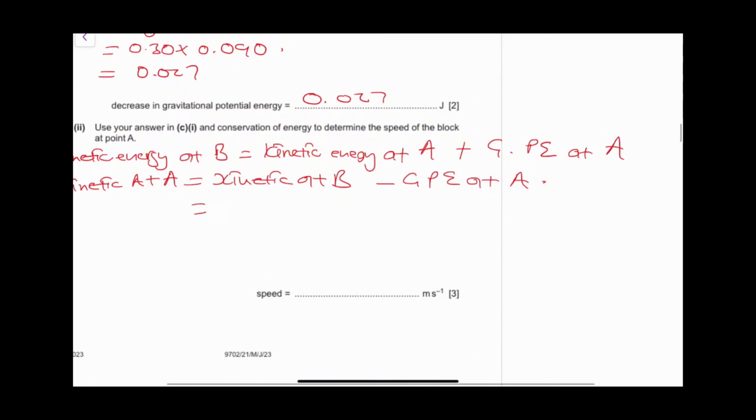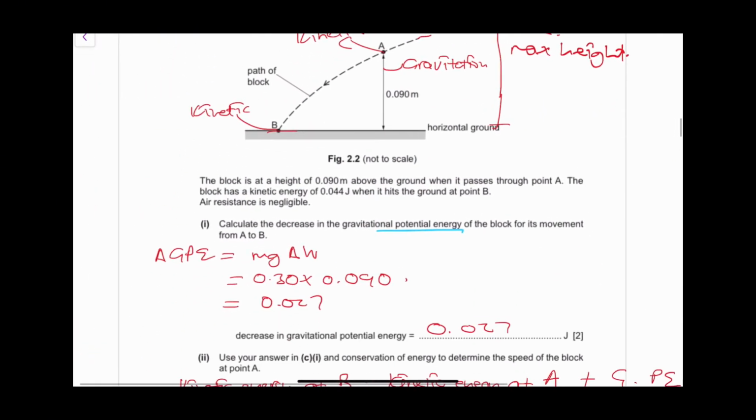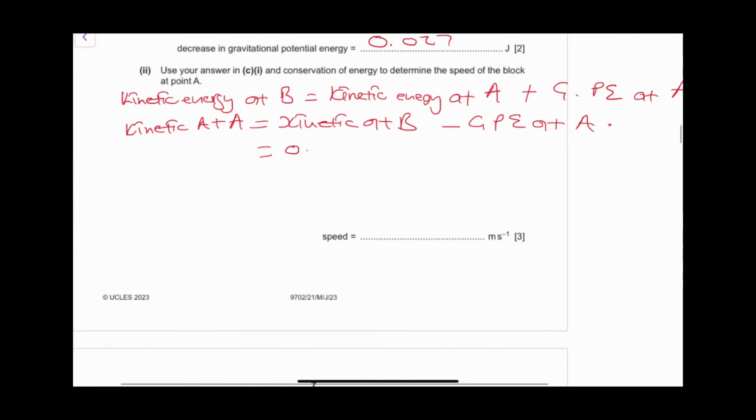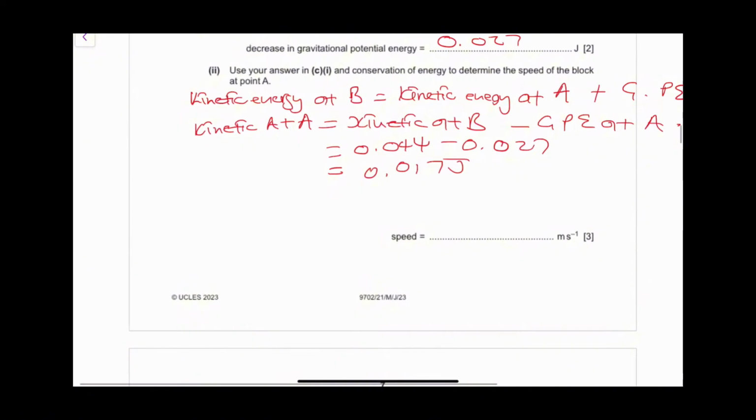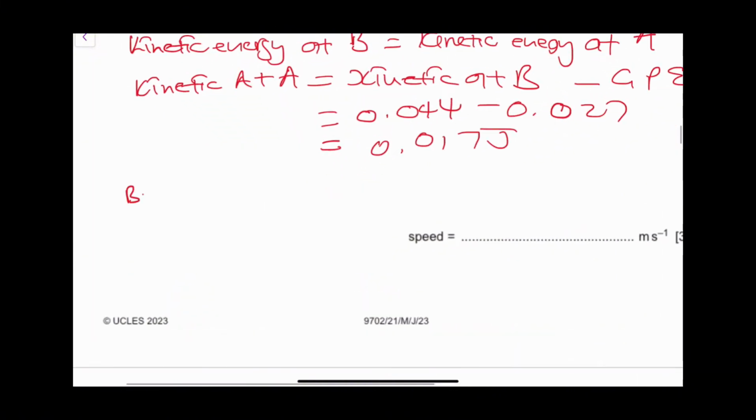The kinetic energy at B, we've already been told, is 0.044. So 0.044, we subtract 0.027, and we end up with an answer of 0.017 joules. But kinetic energy is actually half mv squared.